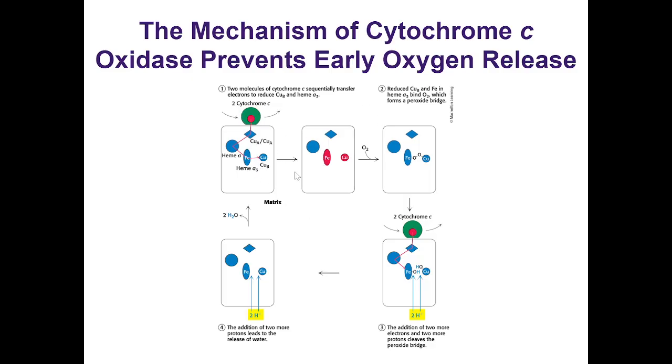Okay. Anybody have any questions? Fantastic. Where are these H pluses coming from, by the way? Which side is the bottom here? It's the matrix. Okay, mitochondrial matrix.